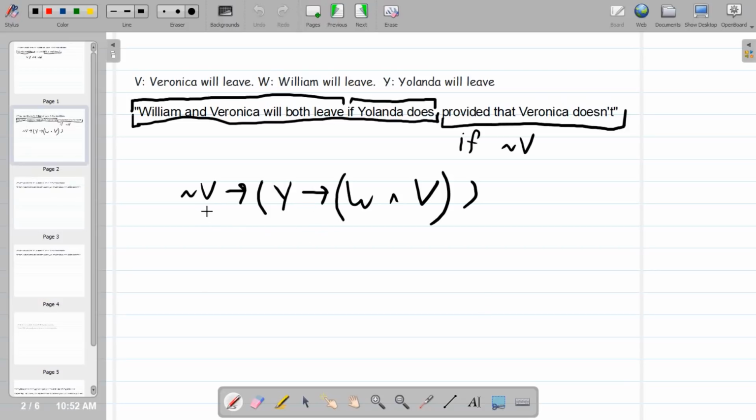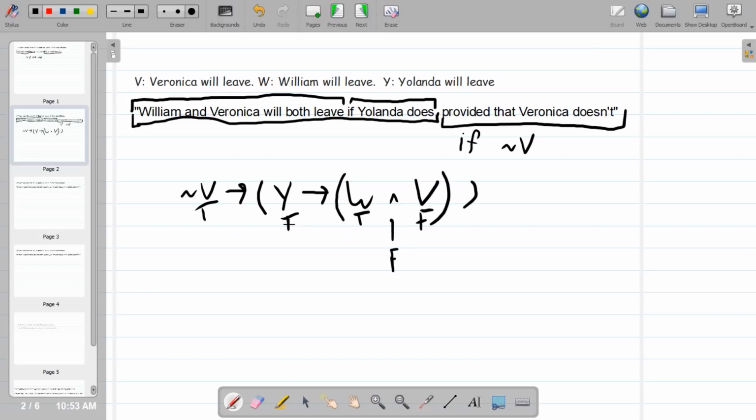So not V is true, which means V is false. And then Y is true, and W is true. Okay, so now we can evaluate the truth of the whole thing. W and V comes out as false, right? Because we don't have two true things. You need both of these to be true for this to be true, so this is false.